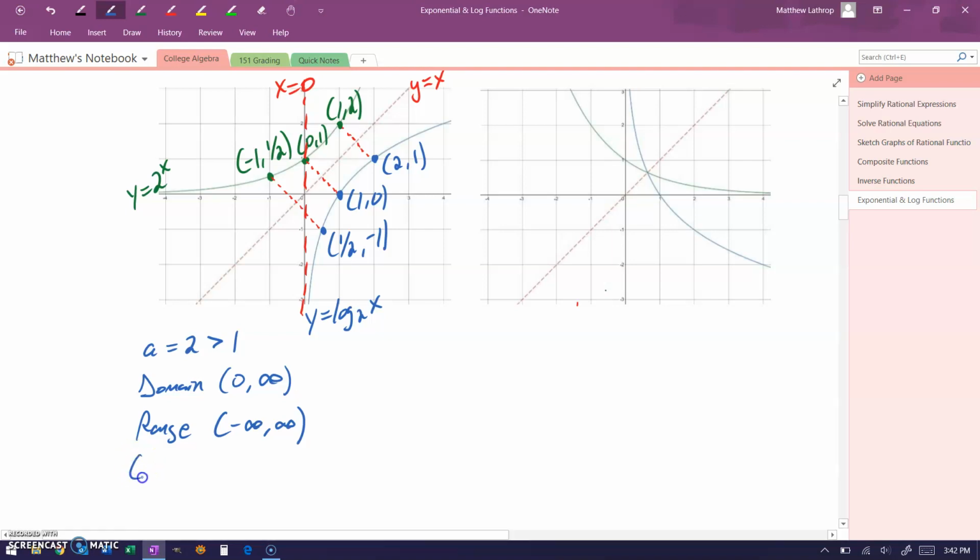Our log function will always pass through the points (1, 0), (a, 1), where a is that base, and (1/a, -1). And since we have a case where a is larger than 1, we can say that our function is increasing on negative infinity to infinity.